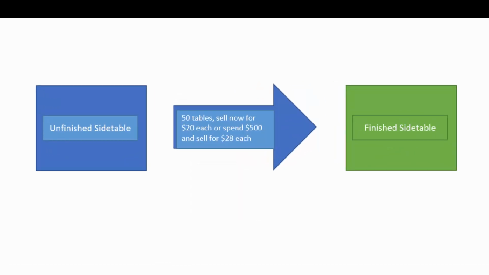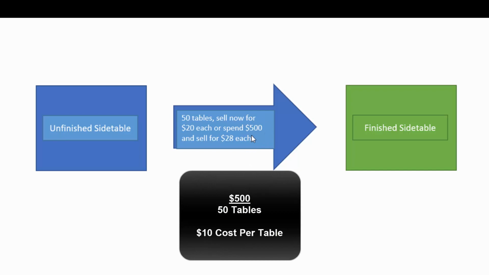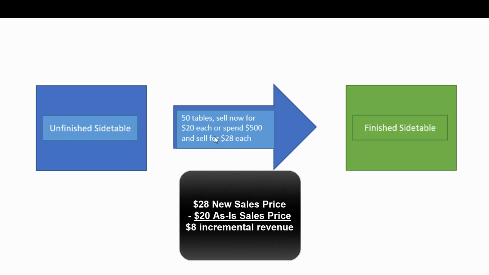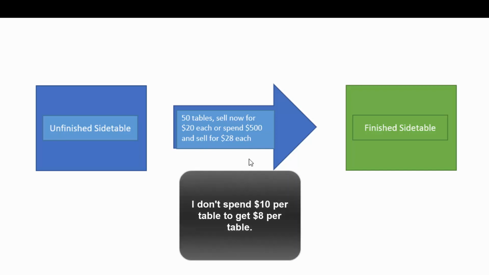But I might make it seem more complicated by formatting it differently, by giving a mixture of group data and individual data. So what if instead I said we had 50 tables that were unfinished, we could sell them now for 20 bucks each, or we could spend $500, refinish all 50 tables, and sell them for $28 each. Well, $500 to refinish 50 tables is $10 per table. $28 new sales price minus $20 old sales price is the $8. So it's the same problem. Do I spend $10 to get $8? And the answer is no. So this is an example of how formatting might make a problem seem harder.